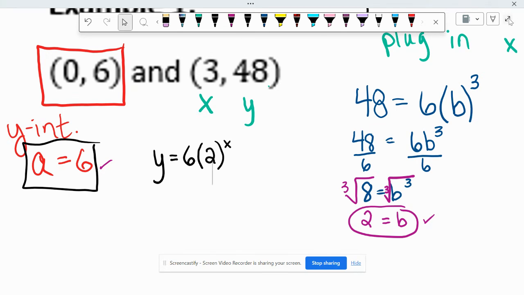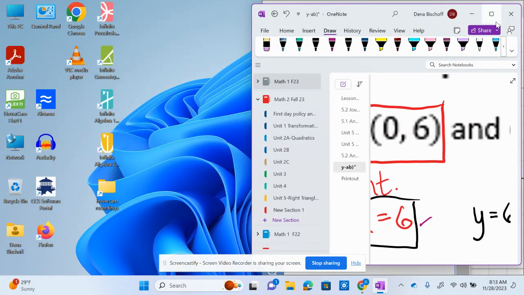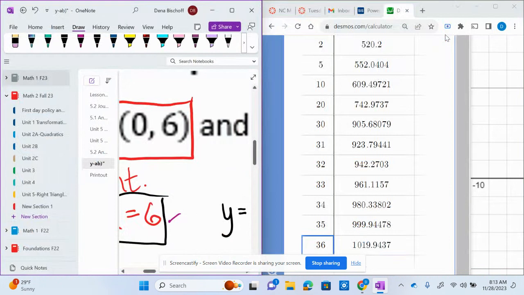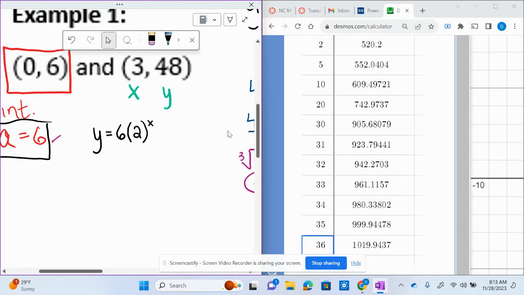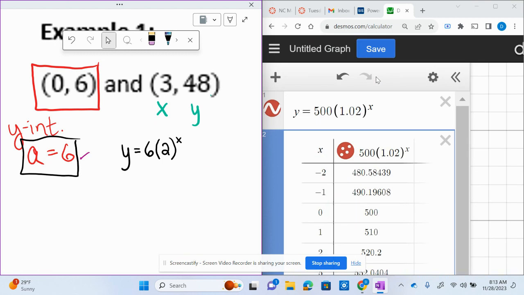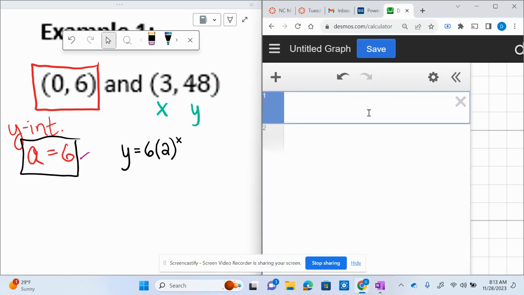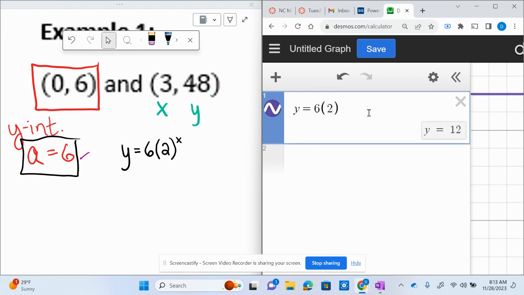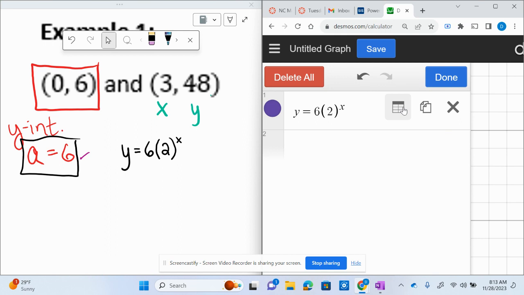Now, if I wanted to check that, I'm going to shrink my screen up a second, and I want to show you how to check that. I would go to Desmos, and I'm going to put this equation into Desmos, because I want to just see if it really works, right? So my equation is y equals 6 parenthesis 2 to the power of, and that's my caret button, Braden. I did shift 6, just so you know. x, you're welcome.